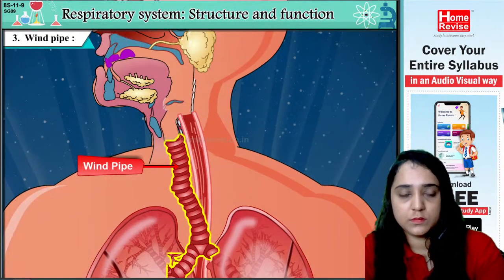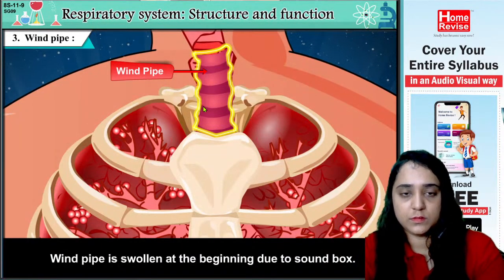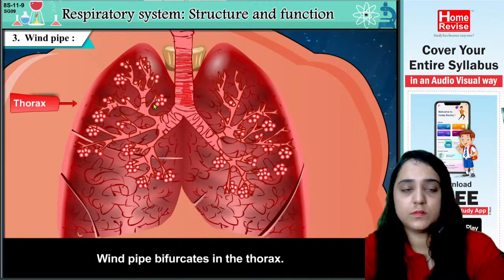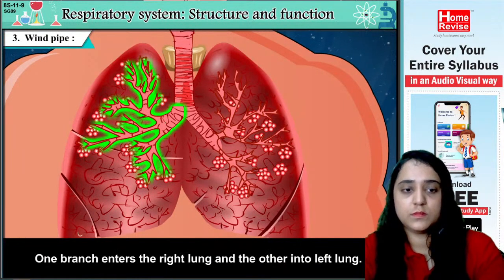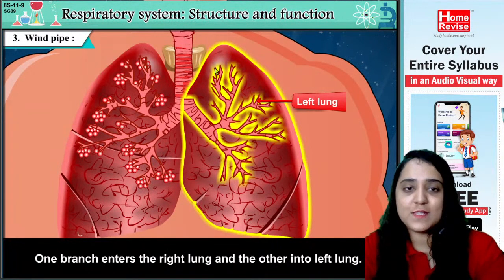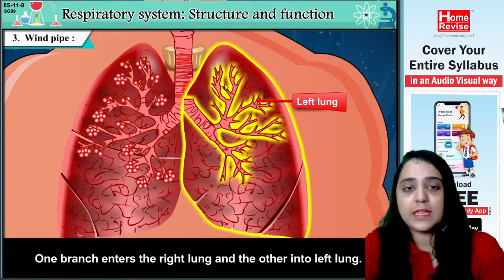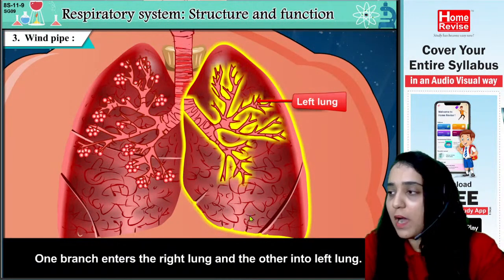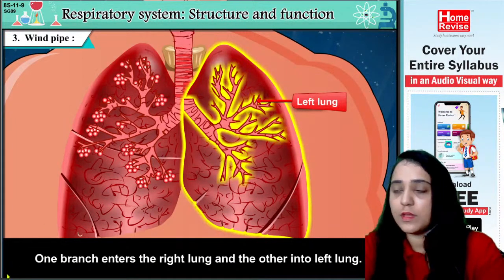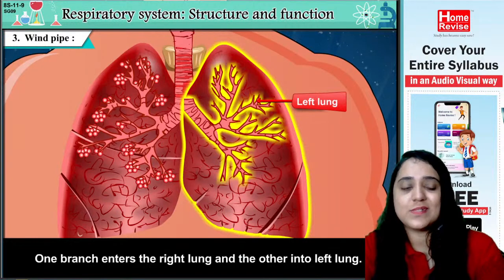3. Windpipe. Windpipe is swollen at the beginning due to the sound box. Windpipe bifurcates in the thorax. One branch enters the right lung and the other into the left lung. So these branches are divided into two parts. Half of it enters into the right part of the lung and the other enters into the left part of the lung. Also, the windpipe is associated with the voice box.